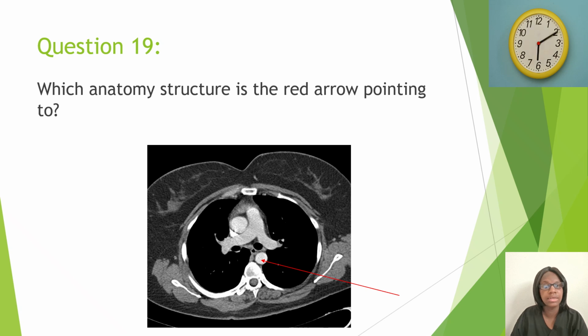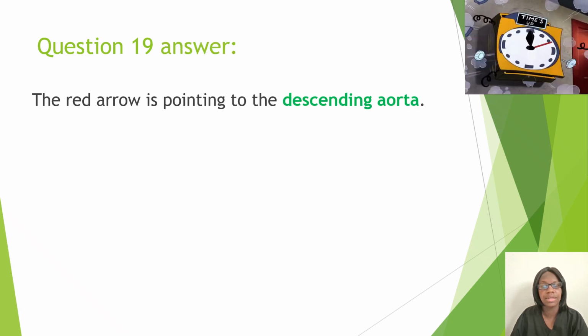Question 19. Which anatomy structure is the red arrow pointing to? Okay, the correct answer is the descending aorta.